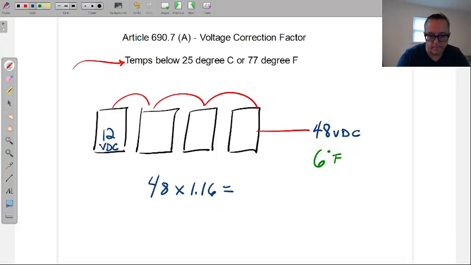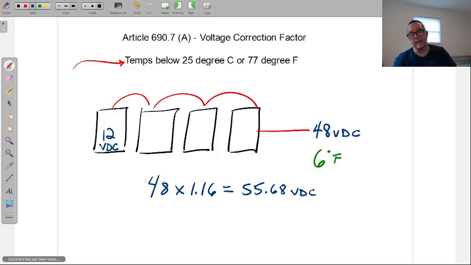So it looks like that. 48 volts multiplied by 1.16, which I'll do real quick, changes our voltage to 55.68 volts DC. So if I had an inverter that had a maximum voltage input of 50, then this changes how I can organize these solar panels and connect to this particular one.